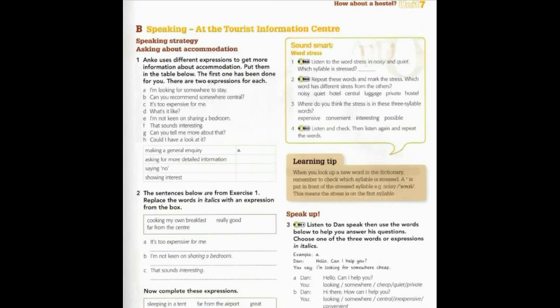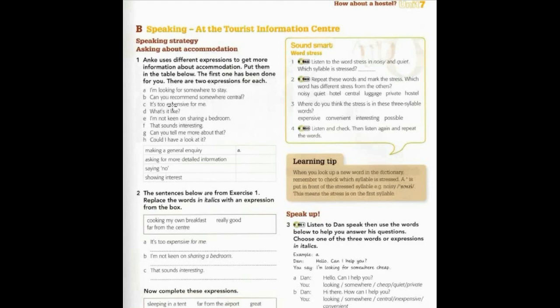While the next one, we need to know what it is. Here we have making a general inquiry. And the next one, can you recommend somewhere central? Here we have it as well: making a general inquiry. I mean B is just like A, right? While the first one is an indirect question, the second one is a direct question.